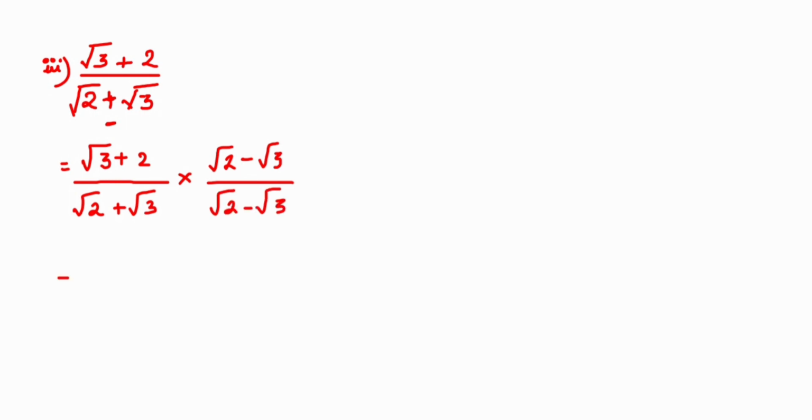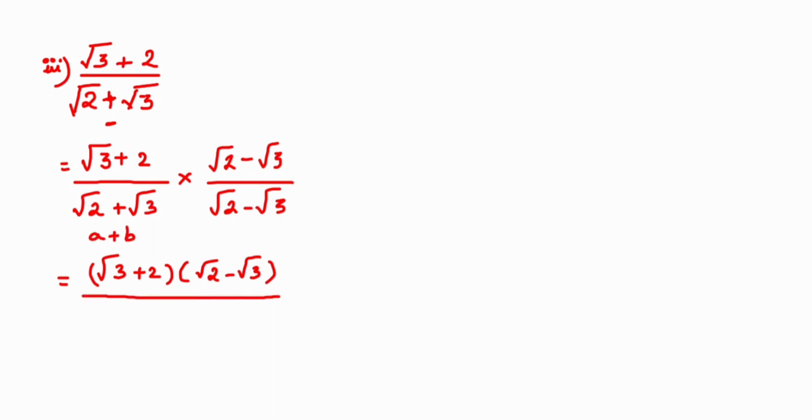So I have 2 terms in the numerator, right? So it will become root 3 plus 2 into root 2 minus root 3. Upon, here in the denominator, this is again a plus b into a minus b. We know a plus b into a minus b is nothing but a square minus b square. We have just applied it. In place of a I have root 2, in place of b I have root 3. So this will become root 2 square minus root 3 square. Now in the numerator we cannot apply any identity. We have to open the bracket and solve.